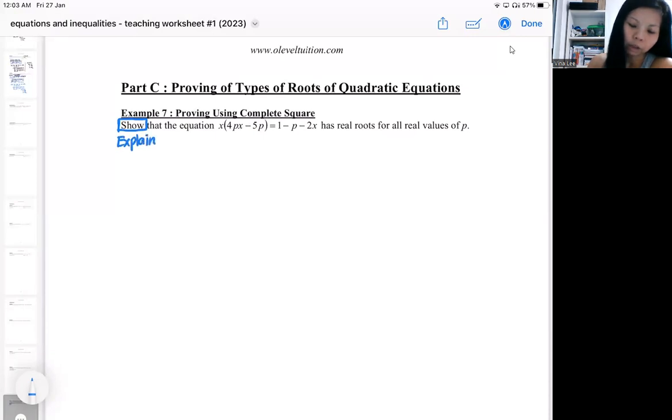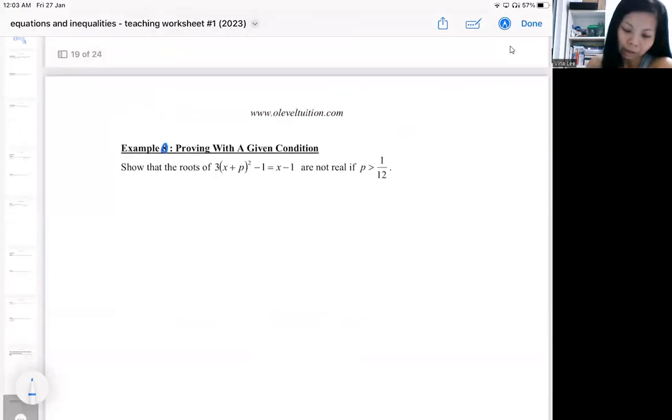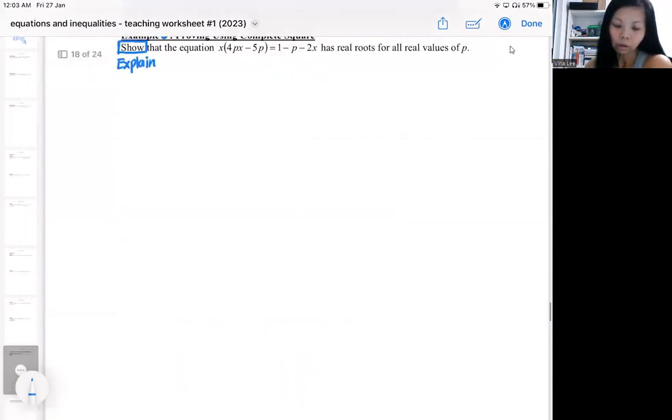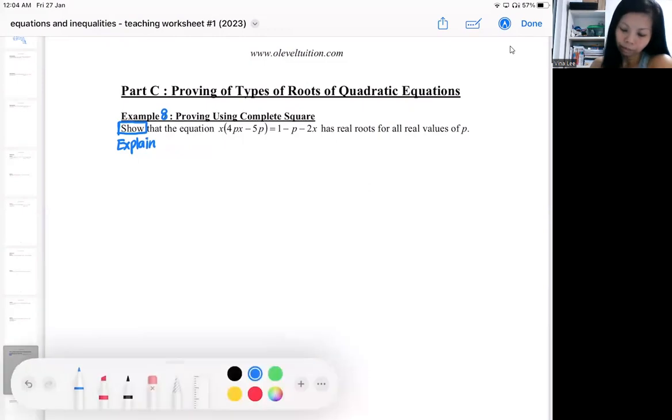Okay, please change this to example 8. And subsequently this one should be example 9. So these two examples will illustrate how we use the discriminant to explain. If you see that it's an explanation question, we got to use the discriminant and deduce a certain value so that we can explain it. So the approach will be very simple.